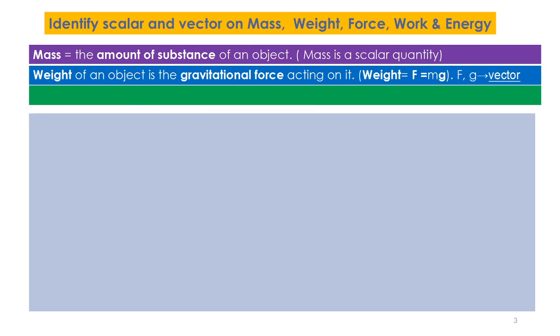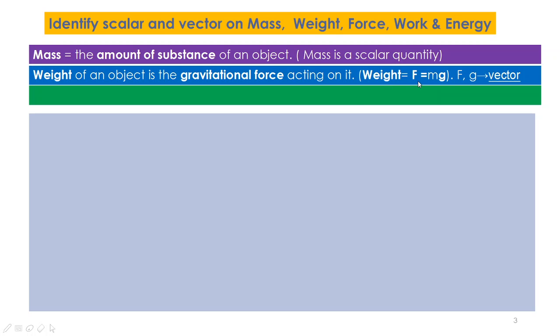First of all, we need to identify the difference between mass and weight. Mass is the amount of substance of an object. Hence, mass is a scalar quantity, because the amount of substance will not change whether the object is on Earth, or goes to the moon, or goes to another planet. Whereas the weight of an object is the gravitational force acting on it. As we know, forces have different directions.